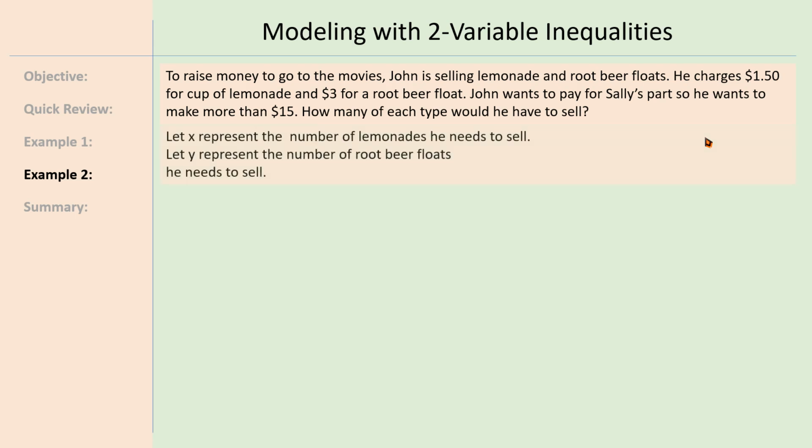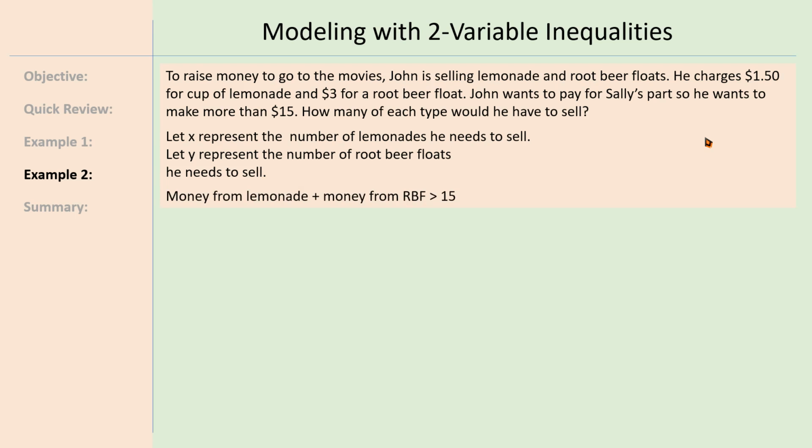So let X represent the number of lemonades he needs to sell, and Y represent the number of root beer floats he needs to sell. Okay, so the X and the Y, you can swap them in these situations, right? It won't matter. All right, so here I know that the money from the lemonade and the money from the root beer float has to be larger than 15 because he wants more than 15.